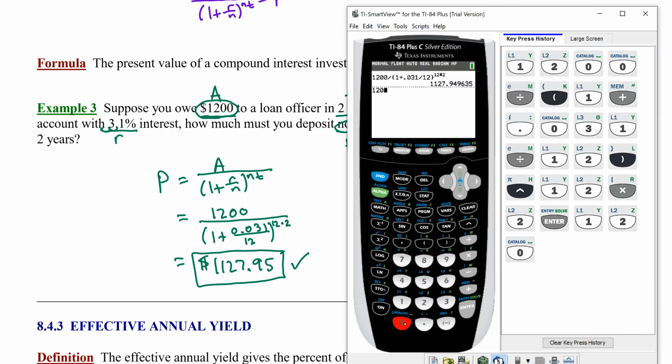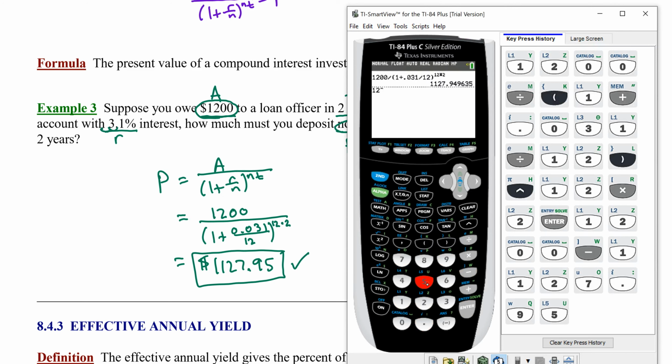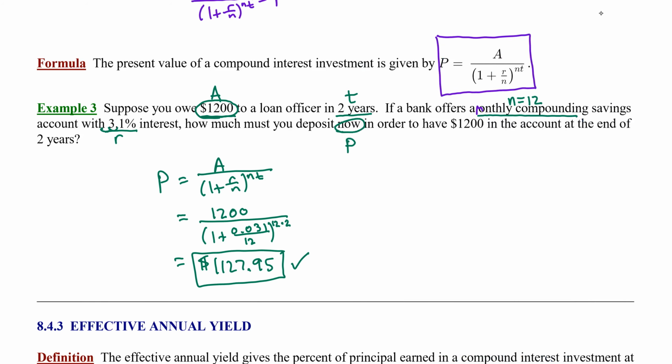So notice the $1,200 future value minus what we deposited, $1,127.95, means that we have earned $72.05 in interest. Now, that works only if you have that present value available to deposit, but it's a great strategy to save a little bit of money on a debt.